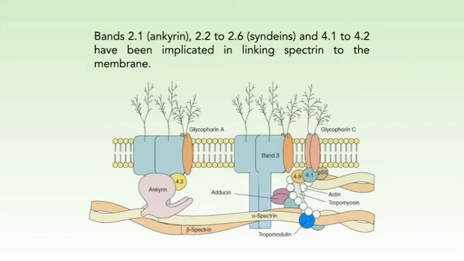Band 2.1, which is ankyrin, 2.2 to 2.6, which are ankyrins, and 4.1 to 4.2 have been implicated in linking spectrin to the membrane. The viscoelastic spectrin-actin microfibrillar meshwork influences cell shape and provides anchoring sites at the cytoplasmic membrane surface for transmembrane proteins, thus limiting their lateral surface mobility. Most of the protein molecules associated with the human red blood cell membrane are peripheral membrane proteins associated with the cytoplasmic side of the lipid bilayer.